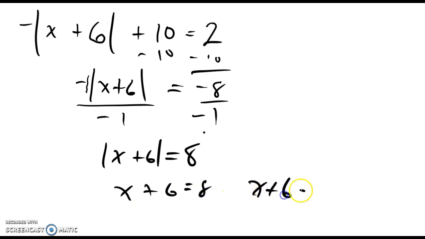X plus 6 is equal to 8, and x plus 6 is equal to negative 8. We wind up with x is equal to 2 and negative 14.